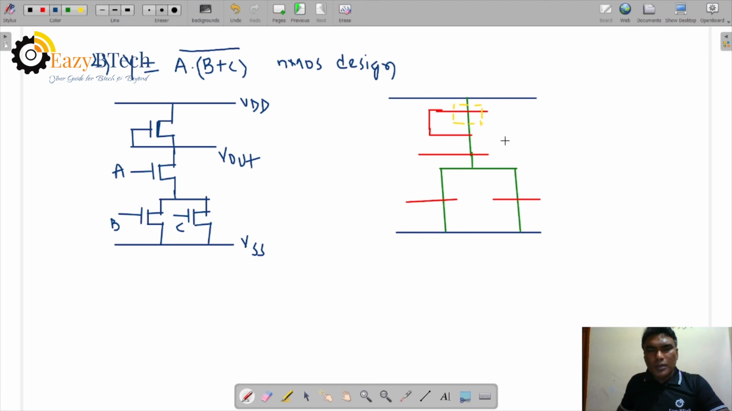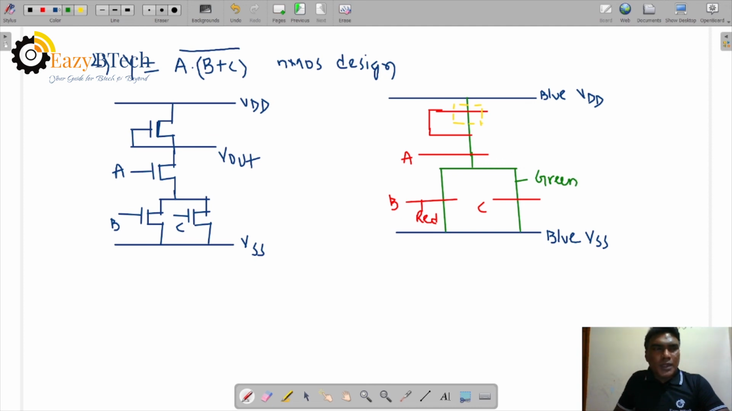Now let's look at the color representation. Blue is VDD, so this is VDD. Blue color is also VSS. And red color is for terminals A, B and C. Red color is polysilicon and green is diffusion, N plus diffusion.